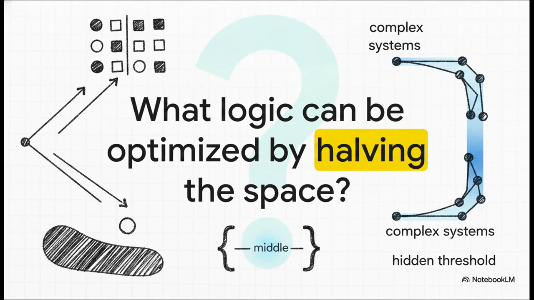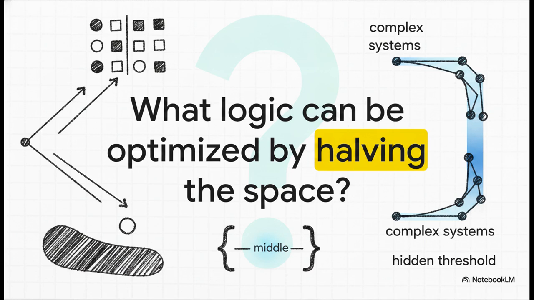So we've moved from a simple little trick for finding numbers in arrays to a profound way of discovering hidden thresholds in complex systems. It's not just an algorithm anymore, it's an architectural mindset. By defining a simple lower bound, an upper bound, and a condition to test the middle, you can solve seemingly impossible optimization problems in mere fractions of a second.